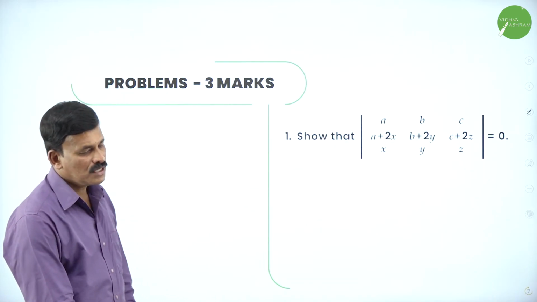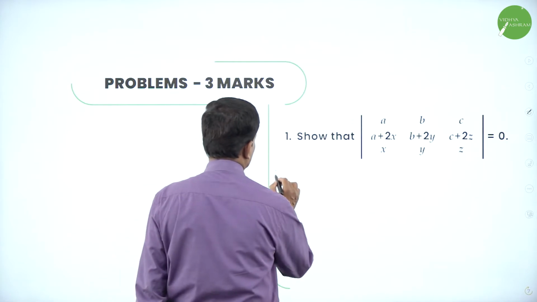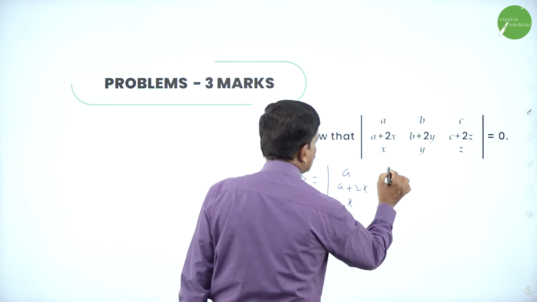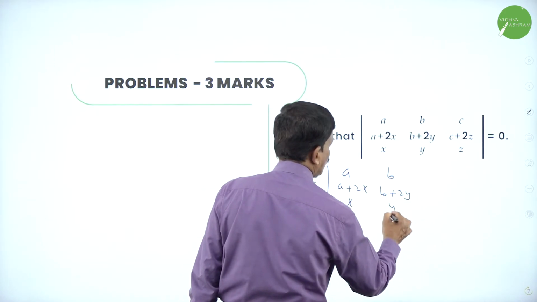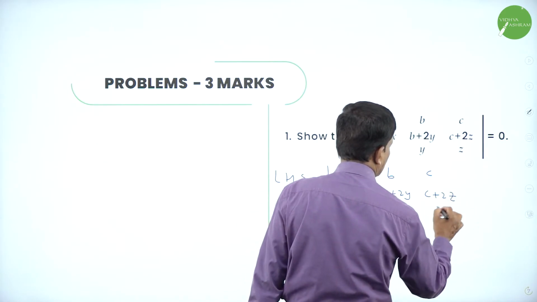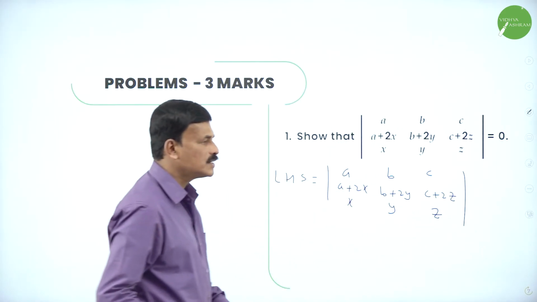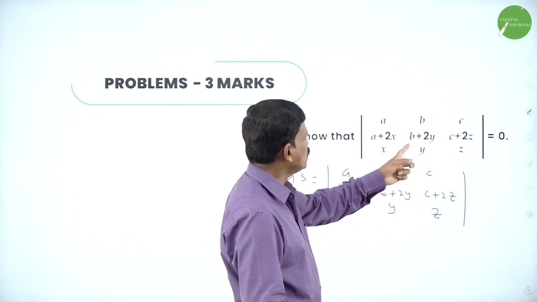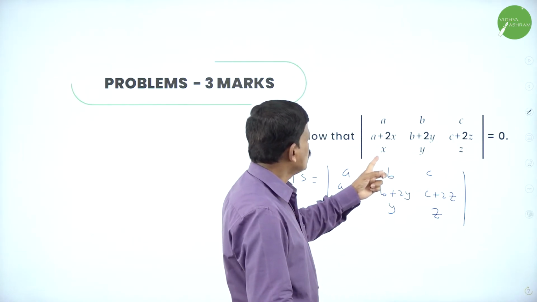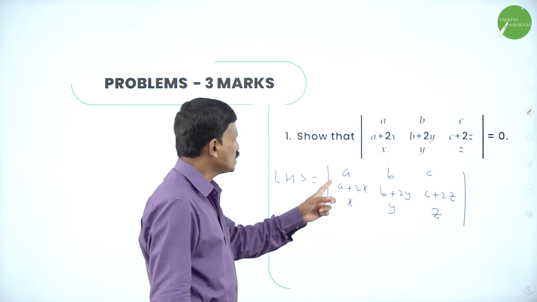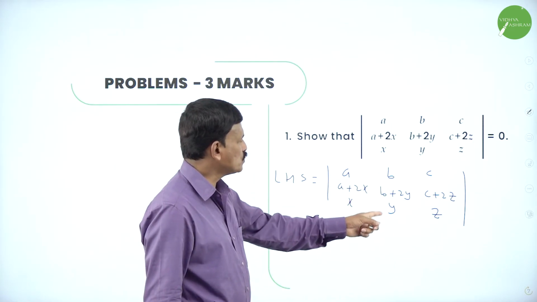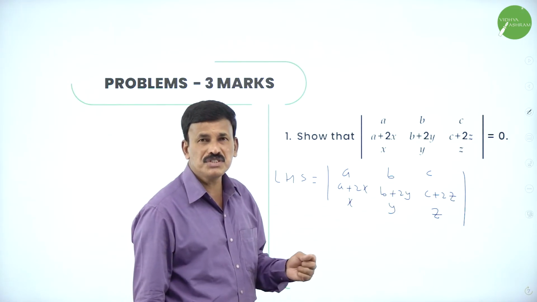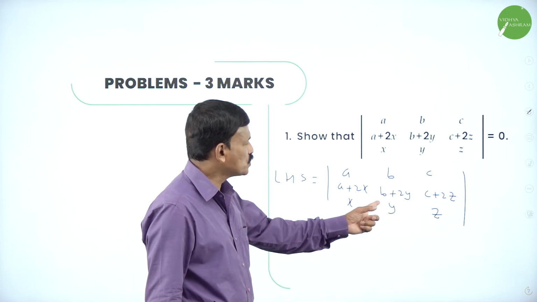Now let us take the LHS. This is LHS: A, B, C, A plus 2x, B plus 2y, C plus 2z, x, y, z. Observe carefully. These are very important problems. Show that this is equal to 0. Let us take LHS. What is LHS? Observe carefully. The second row contains the sum of two individual terms, A plus 2x, B plus 2y, C plus 2z.